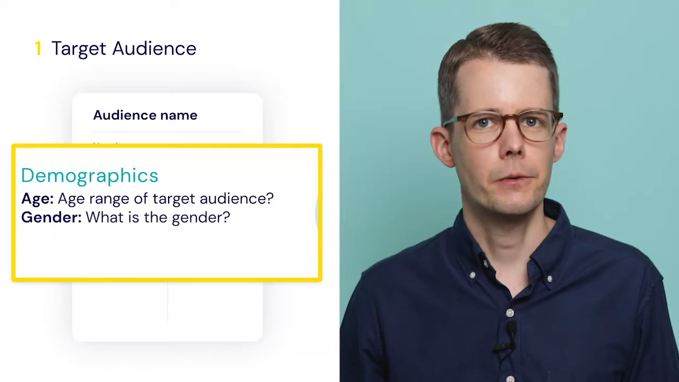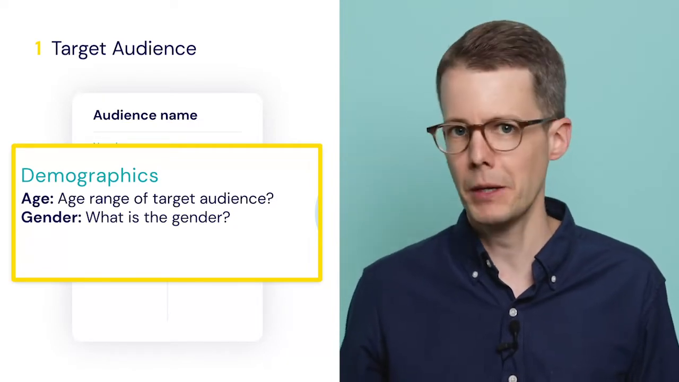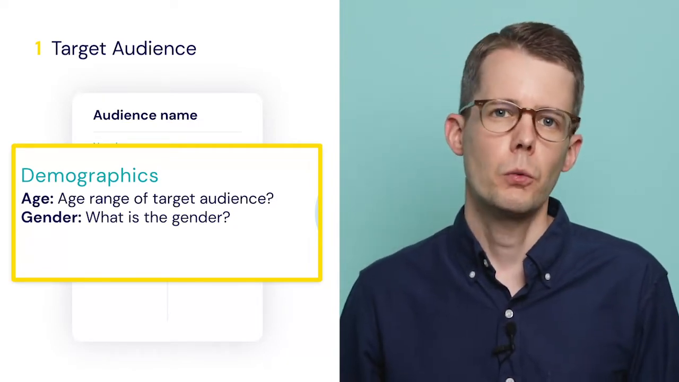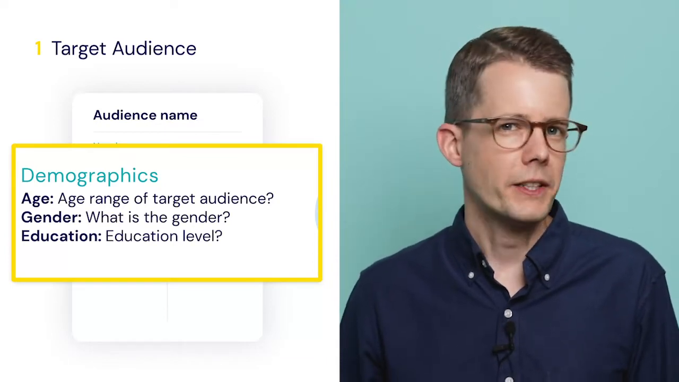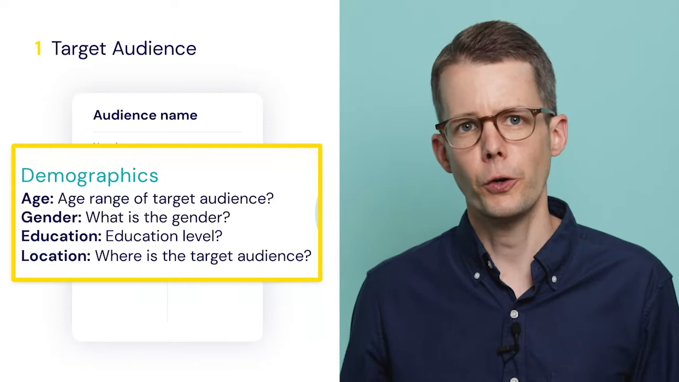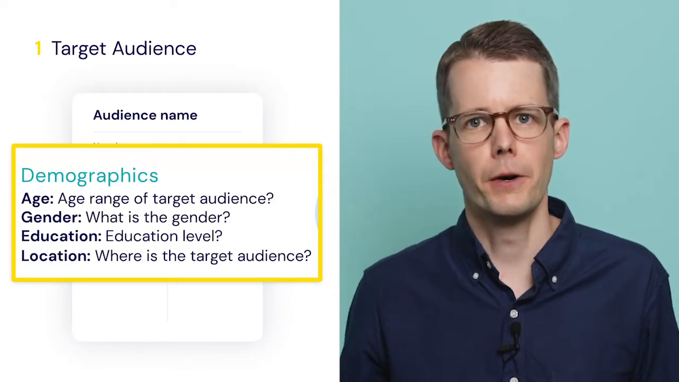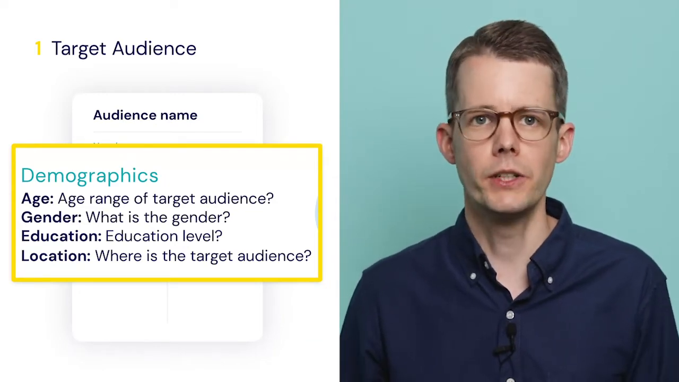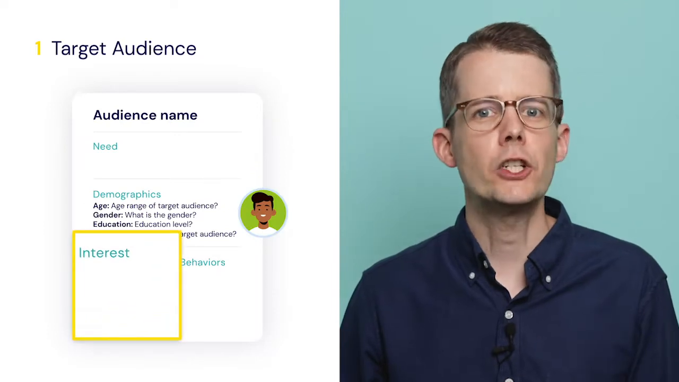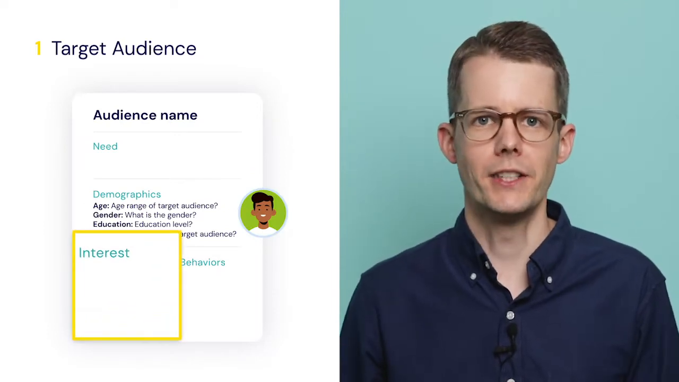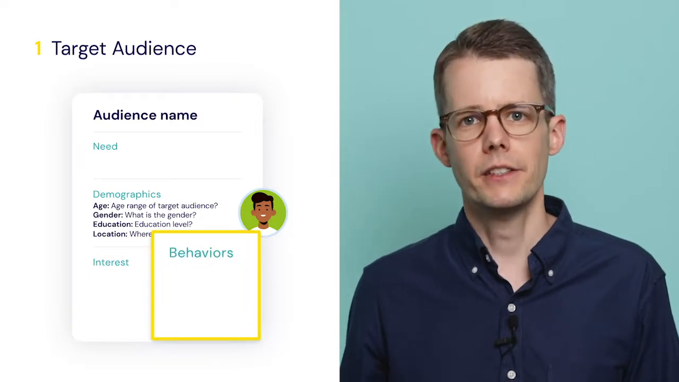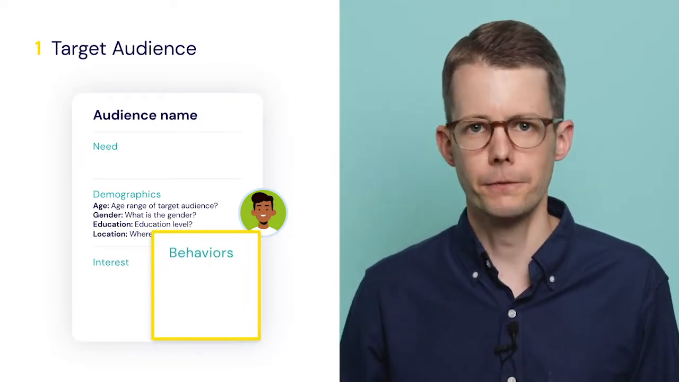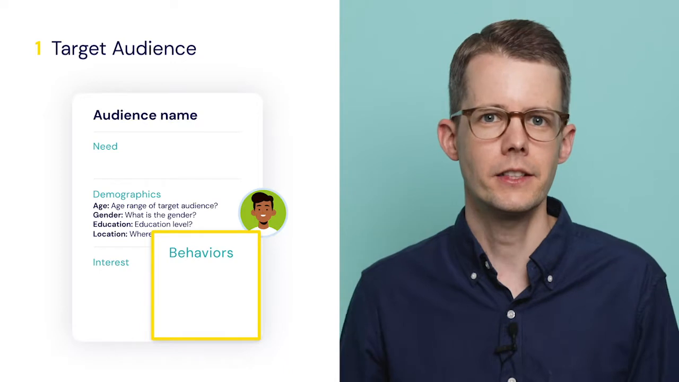What's their gender? Are you interested in targeting men, women, or both? What's their educational level and their profession? What's their location? Do you want to reach folks in your community or in other parts of the city, state, or country? What are their interests? What hobbies does your target audience have? And finally, what are their behaviors? Do they visit certain websites, follow particular accounts or causes?